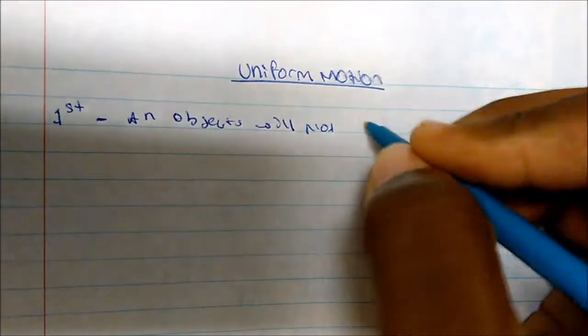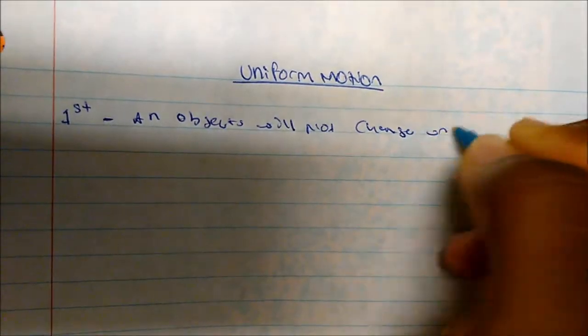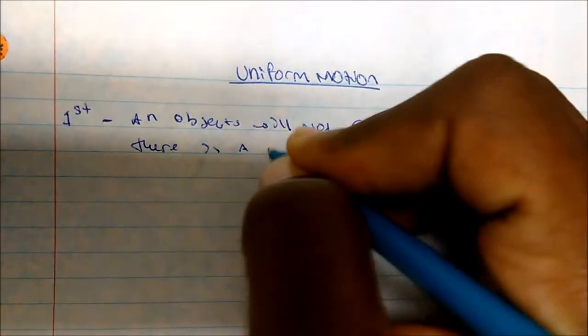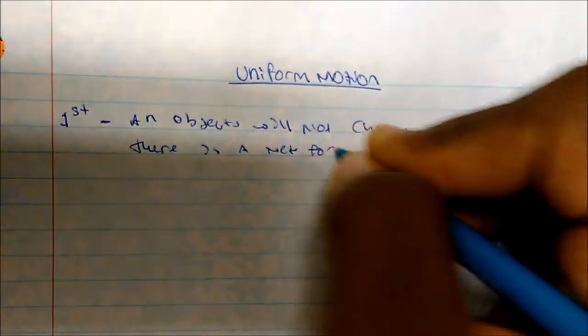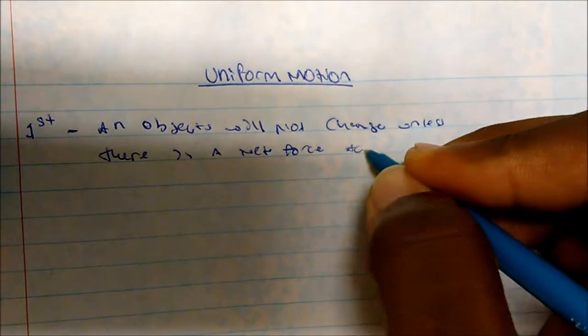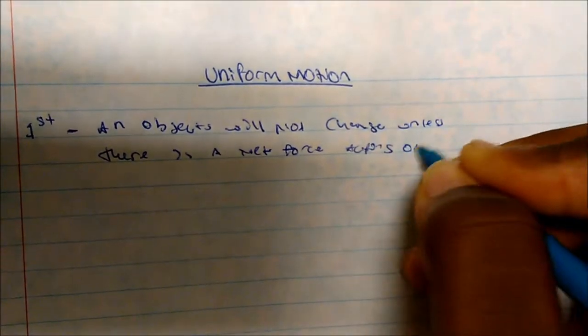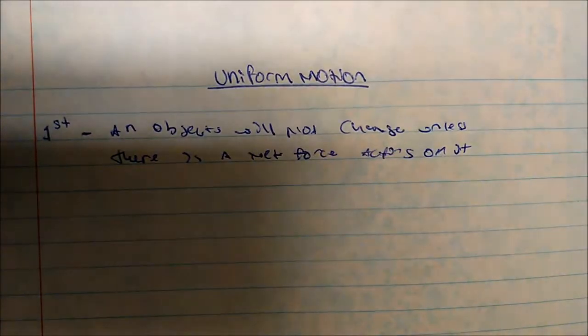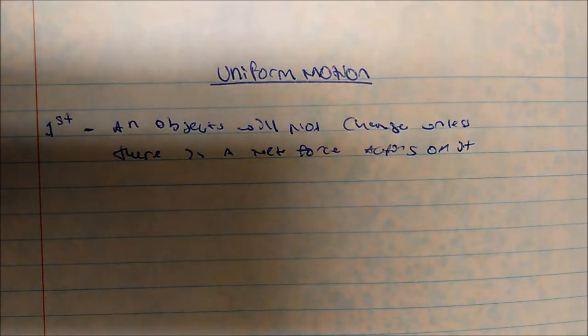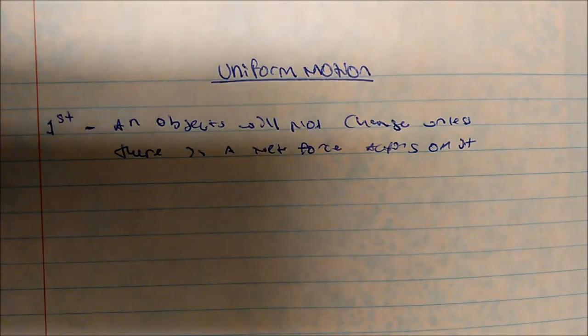Okay, so what the hell did I just say? Basically, Newton's first law is saying an object's motion will not change unless there is a net force acting on it. Okay, that's essentially what Newton's law is saying. And this brings us back to the idea of uniform motion.